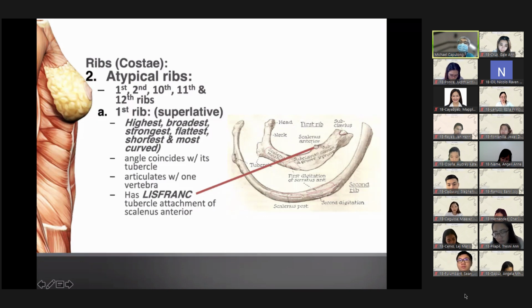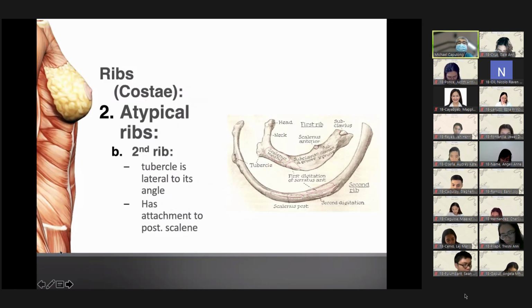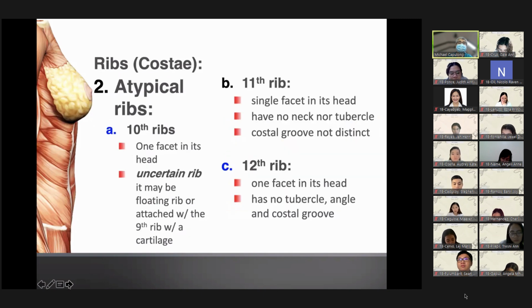The first rib will have a tubercle, we call it a Lisfranc tubercle, which is the site of attachment for your anterior scalene muscle. So here, this is the site of attachment of your anterior scalene muscle. Whereas in your second rib, the tubercle is again on the lateral side of its angle, and this is the site of attachment for your posterior scalene muscle.